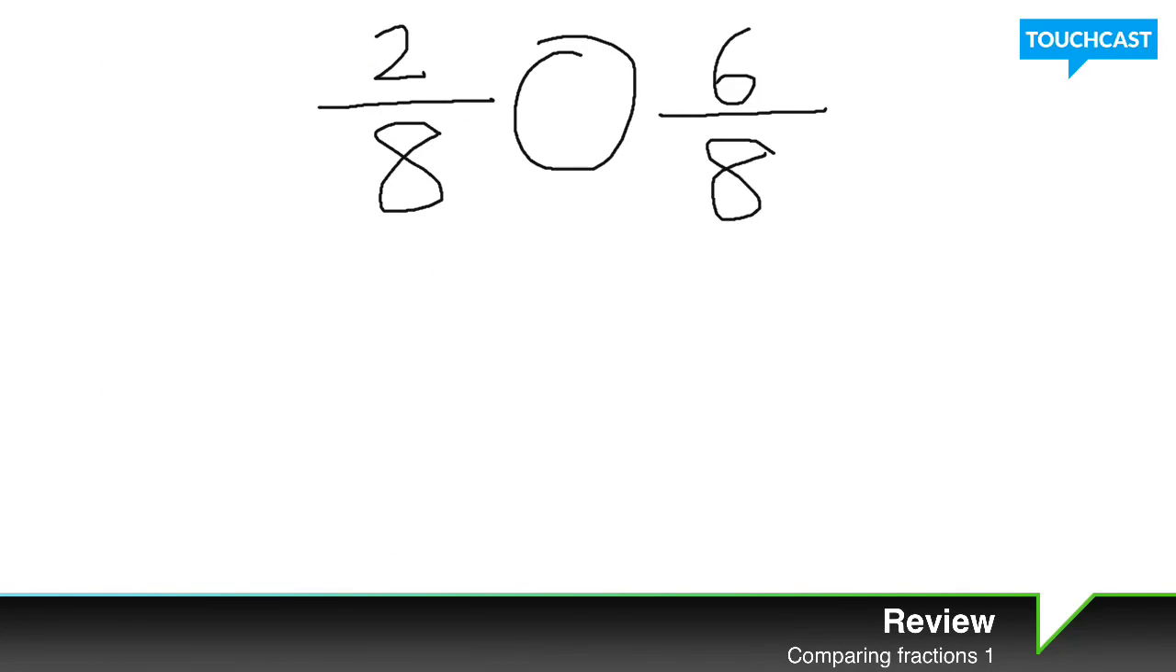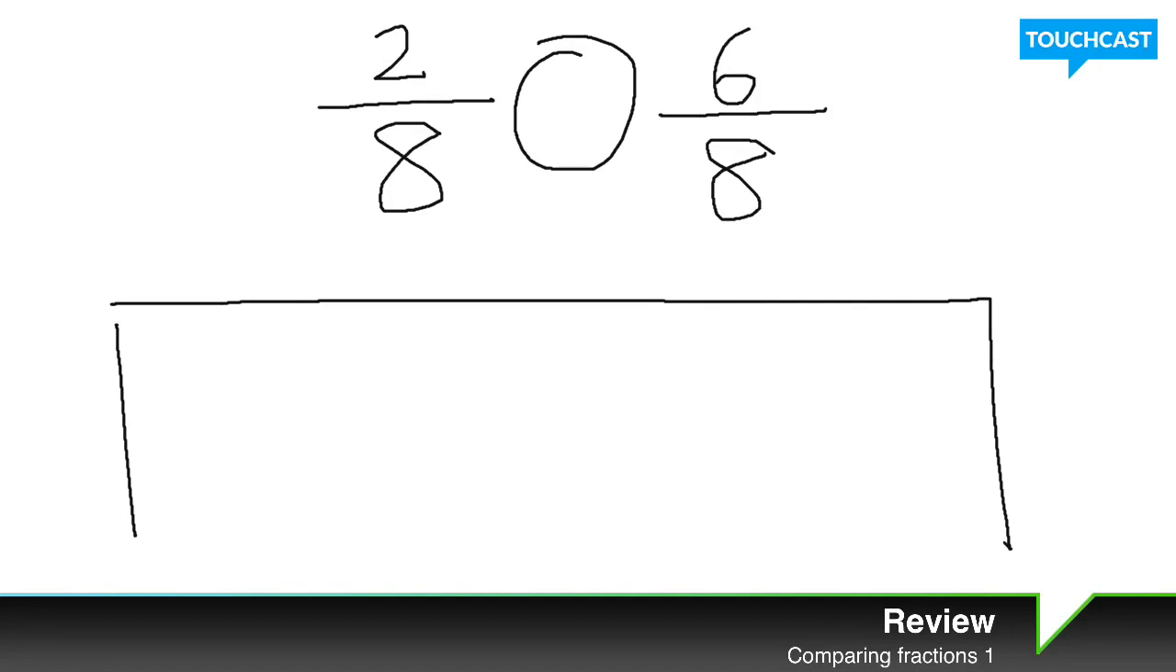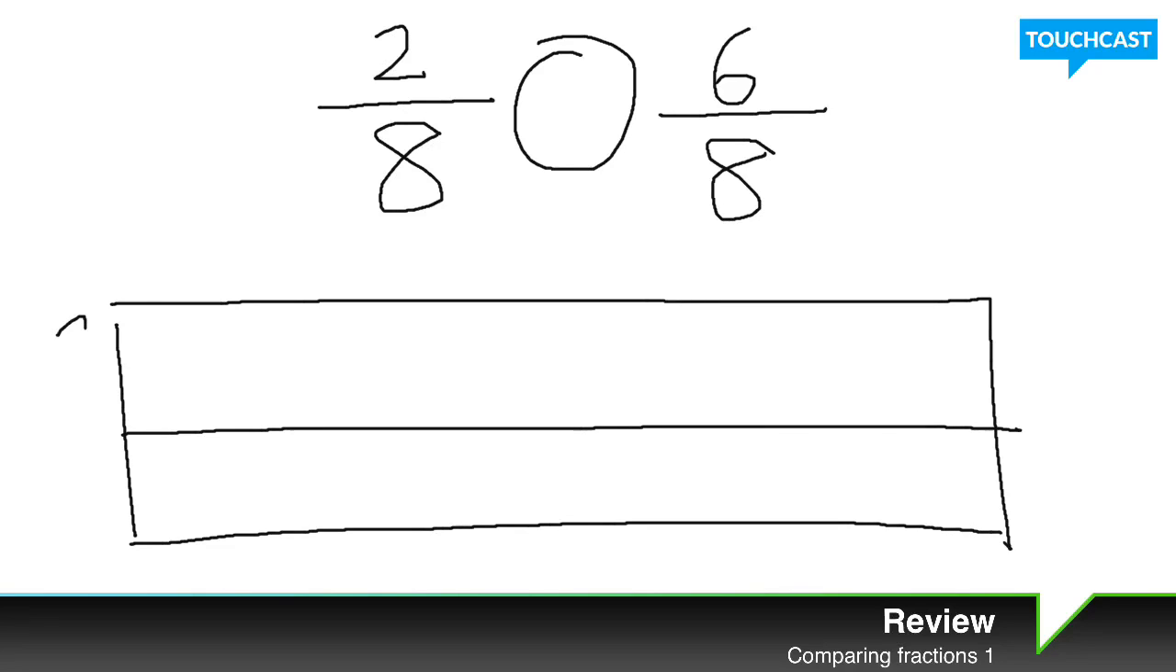All right, let's go ahead and take a look at another example. So here we have 2/8 and we have 6/8. It's your job, using a fraction bar, to compare these fractions. Which of these two fractions is bigger? Is it 2/8 or 6/8? Go ahead and take out a piece of paper and get this done. Good luck.